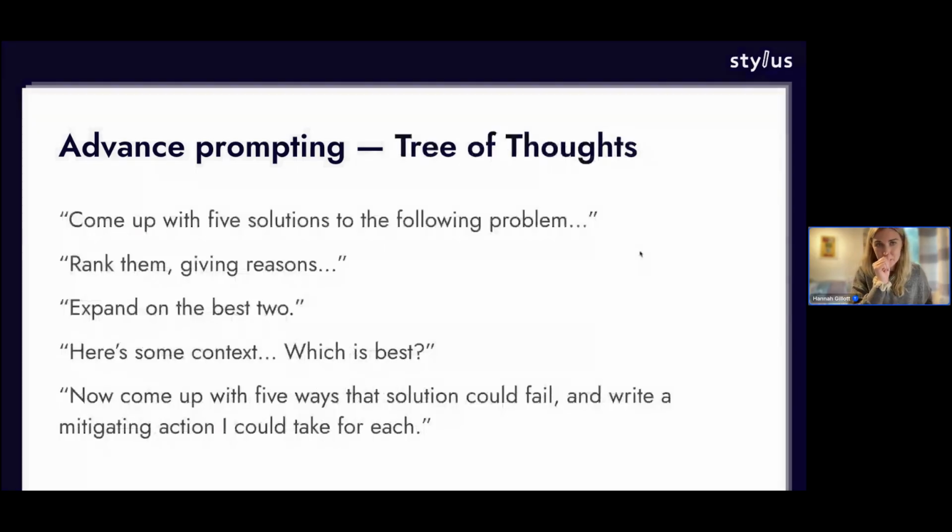Tree of thoughts is the next one. It's a great example on the board here. This is all about almost like reasoning, being able to follow the reasoning that the AI is using. And the more you ask it, it's like metacognition in a way. The more that you ask it to think about how it's thinking or reasoning, the better the output you get. So come up with 5 solutions, now rank them, now expand on the best 2. Here's the context I need, which one's best.